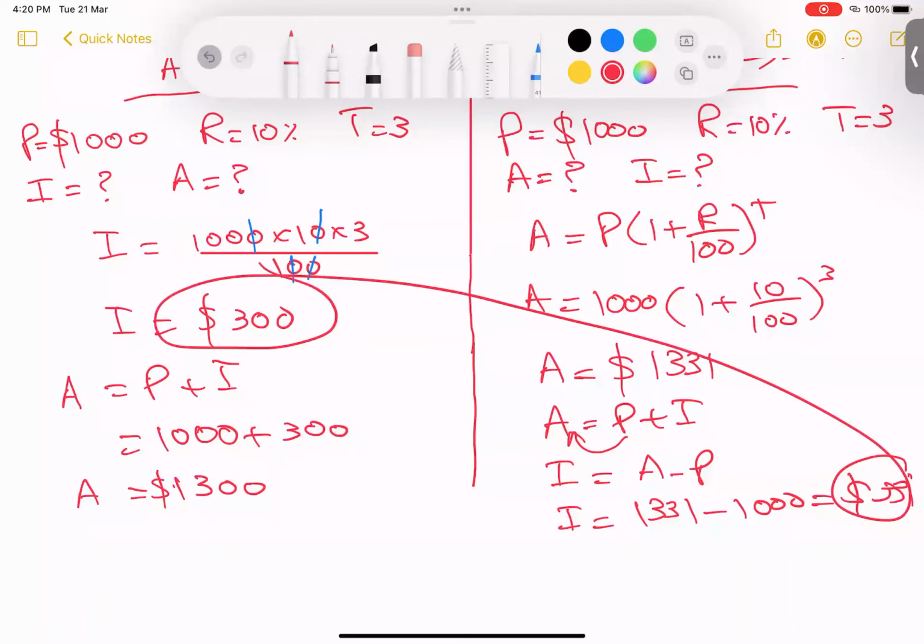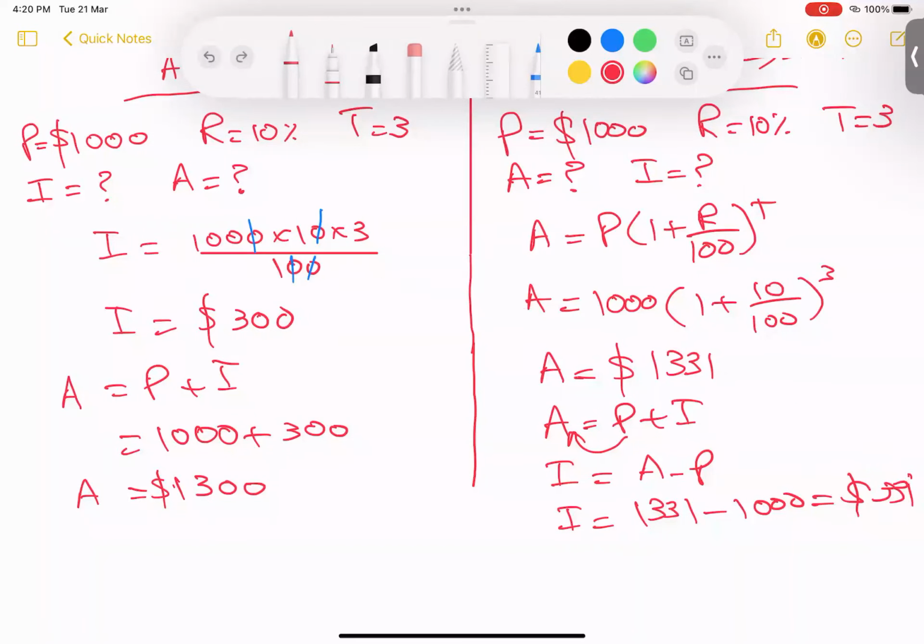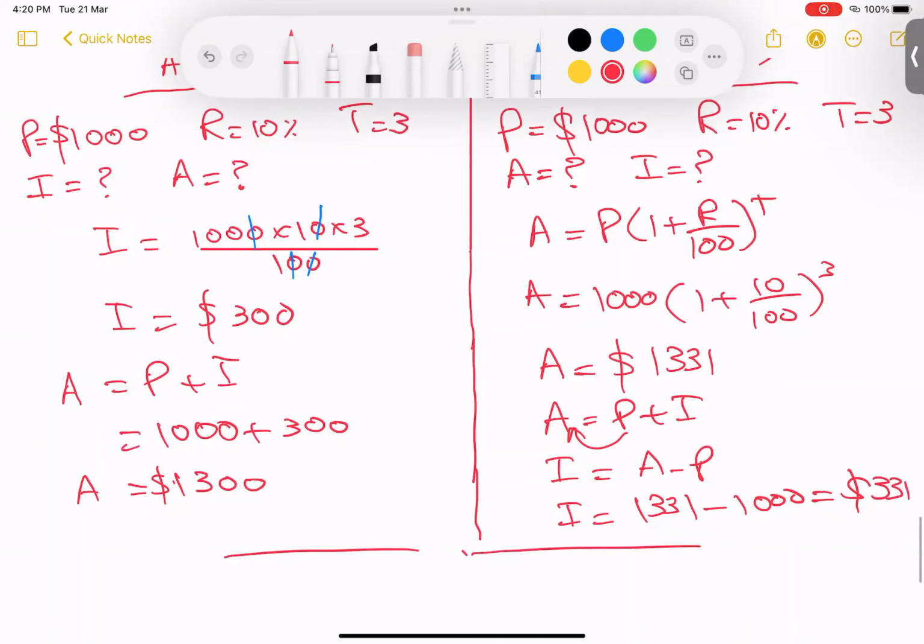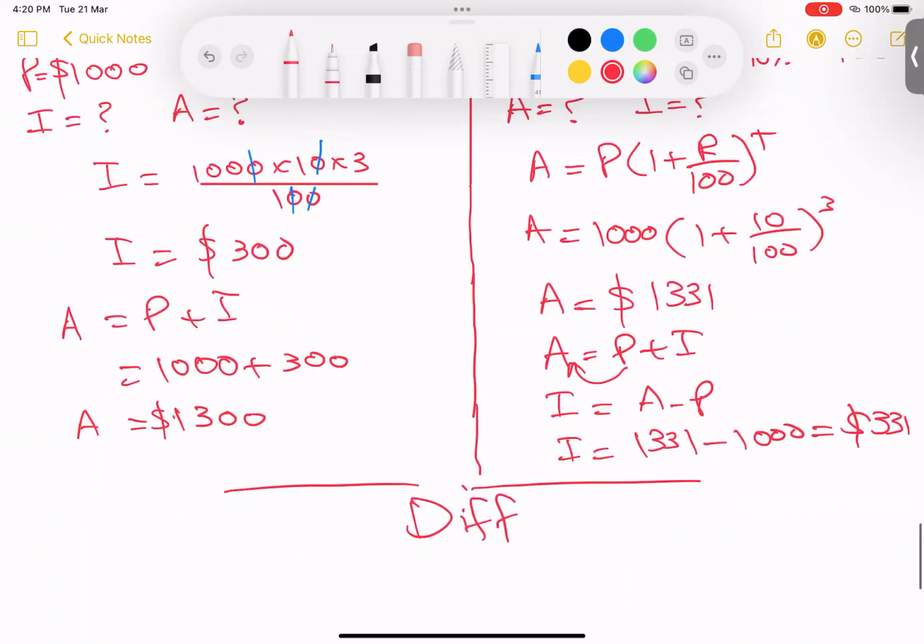Now you ask why the difference came. You invested the same money, you gave the same money to the bank. So why did the difference come? I will tell you why. Get ready to understand the difference. What is the difference between both techniques?